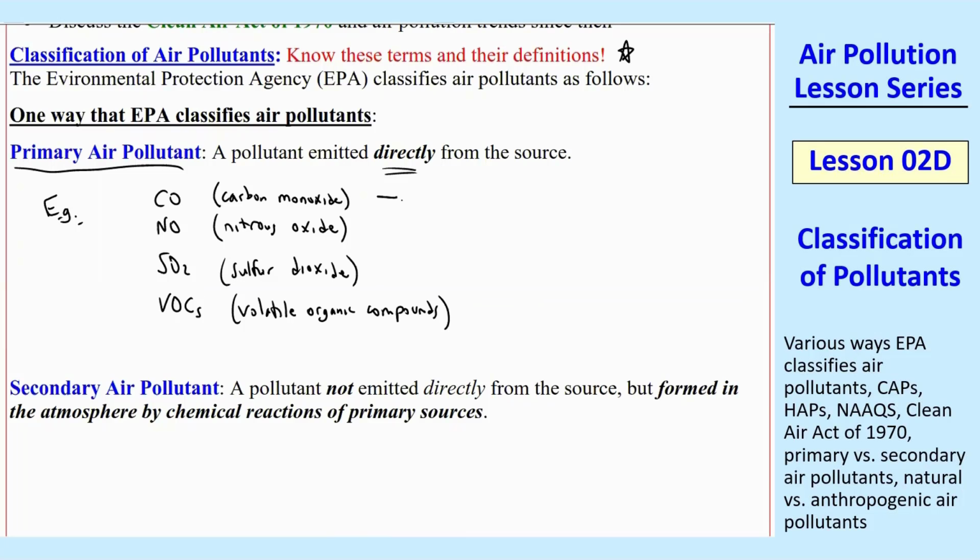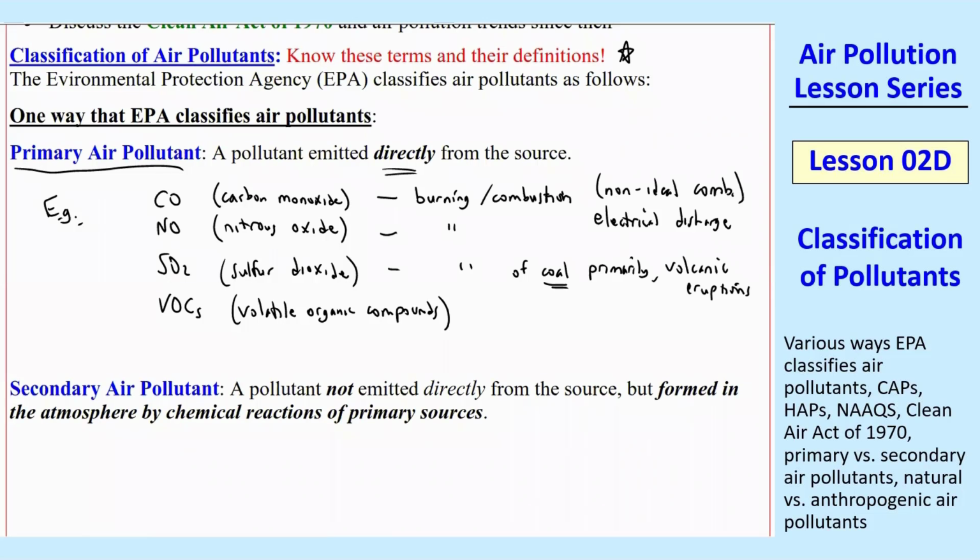Let's just discuss briefly where they come from. CO comes mostly from burning or combustion, especially when it's non-ideal combustion, which is the real life. We get some CO. Nitrous oxide NO also comes from burning and combustion, and also from electrical discharge. Sulfur dioxide comes primarily from burning and combustion of coal, and also from volcanic eruptions, so that's a natural process. We'll talk about that a little bit later. VOCs are mostly from evaporation. You have liquids that evaporate, like we've already talked about, for example, paint, gasoline, etc. So those are primary. They go directly into the atmosphere.